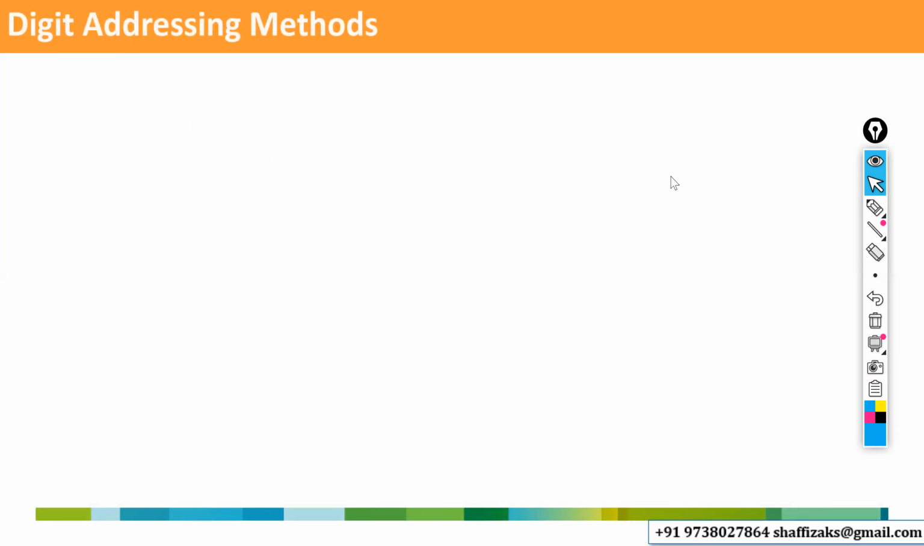Next is the digit addressing method. Suppose you have an IP phone. From the IP phone, you are dialing the number. How exactly does it send the number from the IP phone to the call manager? I am taking the IP phone and dialing the number here. Now this digit has to be carried from the IP phone all the way to the call manager. How is it going to carry that number? That is what the addressing method is.